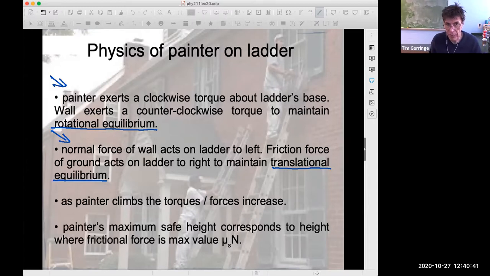The maximum safe height that you can climb up the ladder is the height before the ladder will slide away from you and fall down. That maximum safe height is the instant that the frictional force from the ground reaches the maximum frictional force. So that's the safe height that the painter can climb the ladder. And ultimately, we're going to find that maximum safe height in terms of that frictional force and the coefficient of friction. So that's our plan.